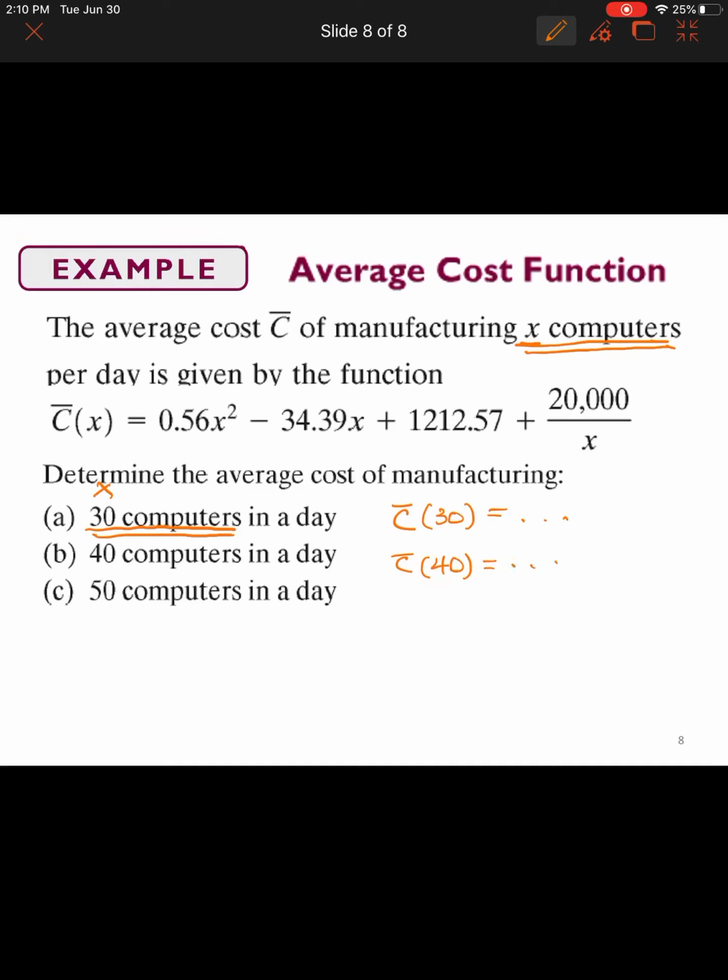I'm recommending you use a calculator to do this, unless you have ultra brain power, and I don't.